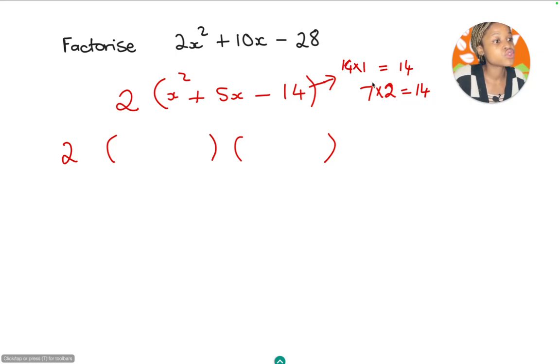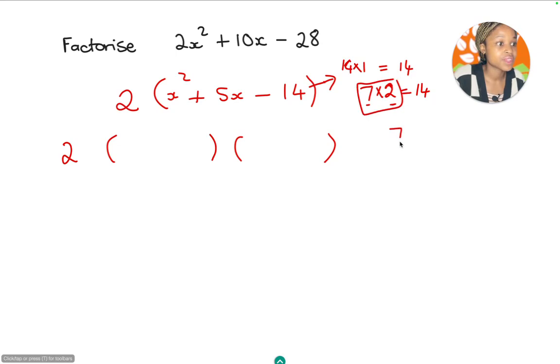And which of these two combinations? So 14 and 1, if we go 14 minus 1, we get 13. If we go 14 plus 1, we get 15. So it's not going to give us that 5, right? But 7 and 2, if I take 7 and I subtract 2, I will get 5. So these are the numbers that we use.